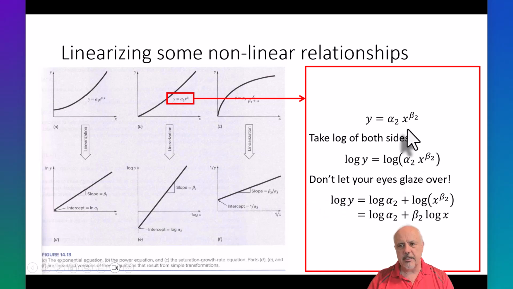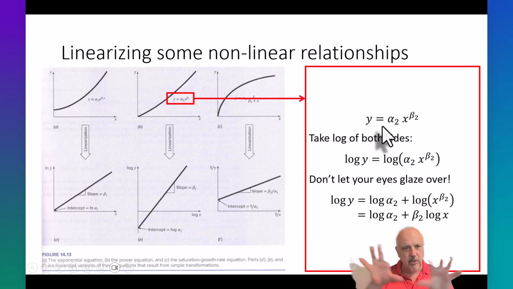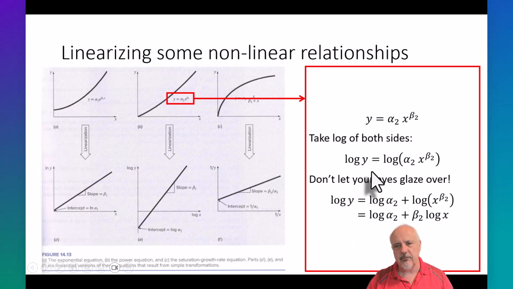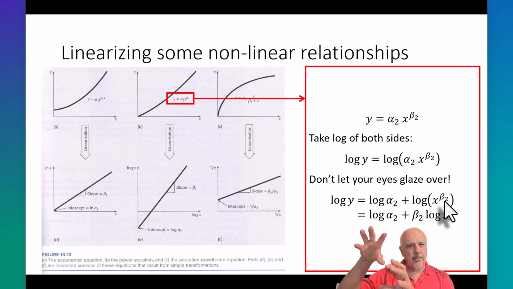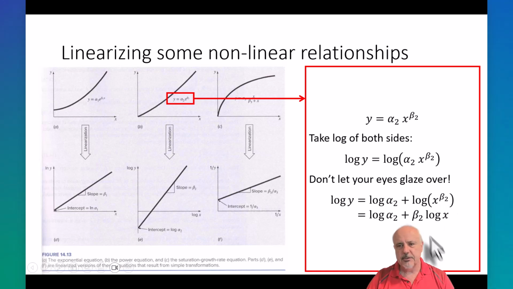The reason I know that is if I take this expression, alpha 2 x to the beta 2 equals y, and I take logs of both sides, I'm going to have log y and then log of that right-hand side. I know that the log of a product is the sum of the logs, so I end up with log of alpha 2 plus the log of x to the beta 2. And since I've got that beta 2 in there, I know I can pull that exponent out to scale the log of x.